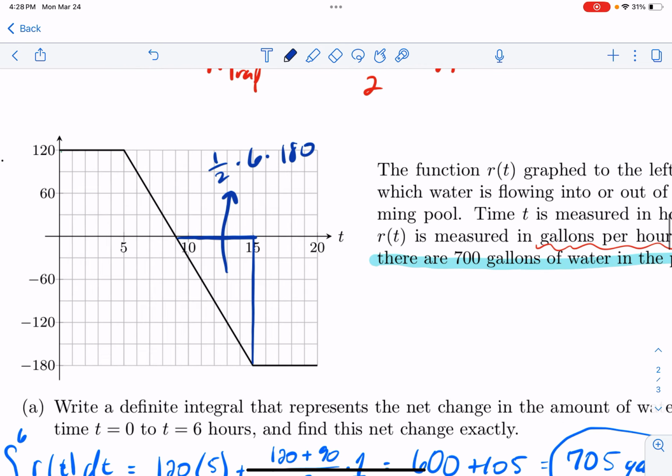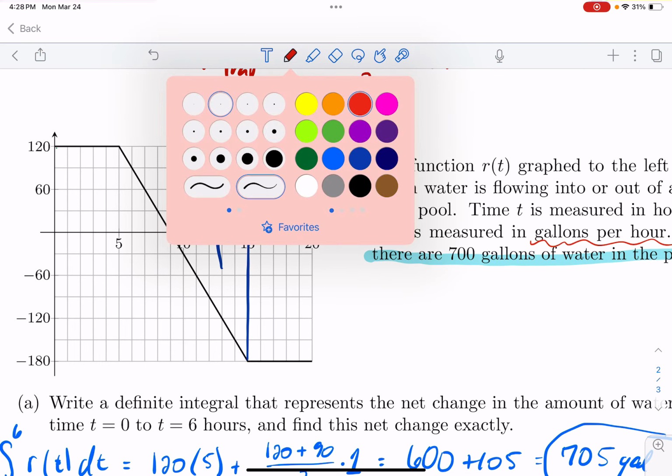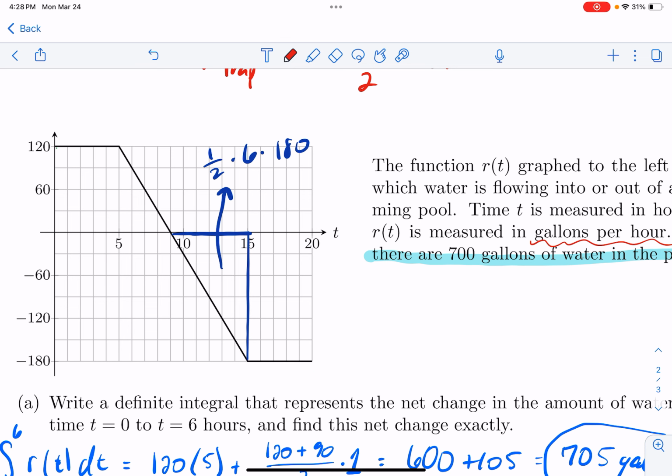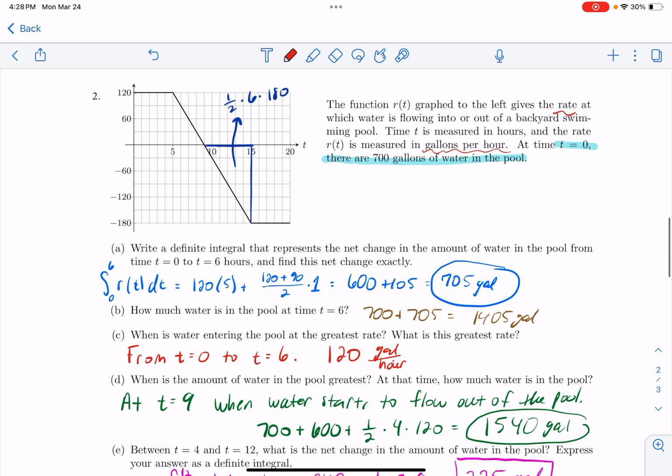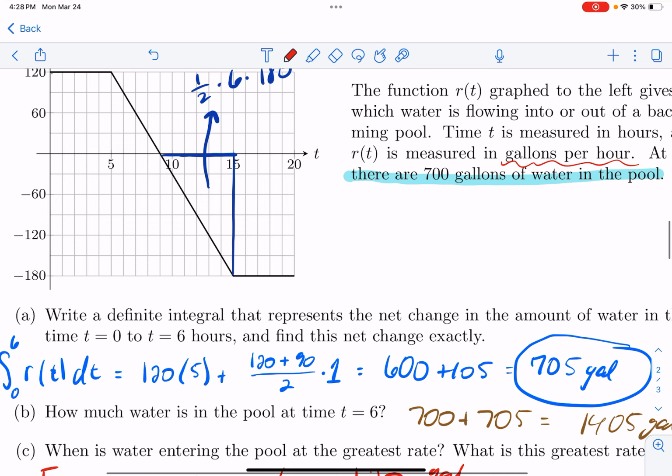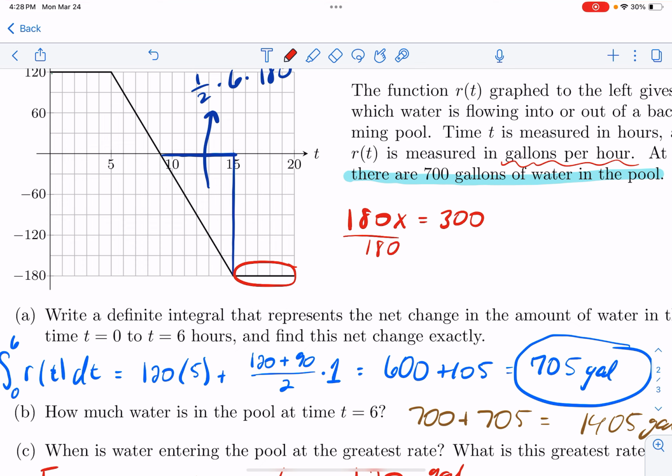But what we want to know is where in this area are we going to hit 300 gallons, right? Because we still need to lose 300 more gallons to get back to the 700 gallons of water. We know that we're losing it at a constant rate of 180, right? So basically we're asking 180 times how many hours is going to give us 300 gallons that we've lost. Well, this is easy math. We just divide by 180. And we should get x equal to 1.67 hours.